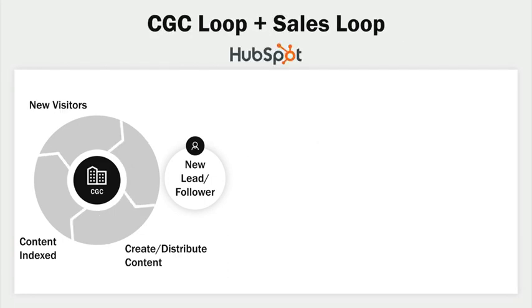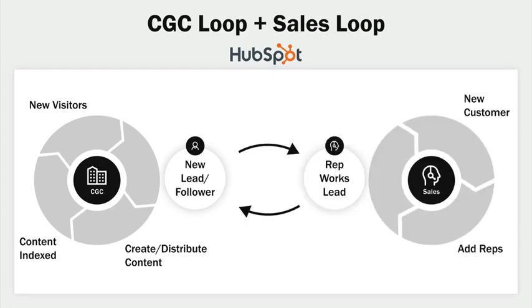The concept of an inbound sales loop. HubSpot uses a company-generated content loop to generate leads. They're acquiring more leads, generating content. That content is distributed to attract more visitors, which acquires more leads. And as those leads are acquired, they're transitioned over to a sales loop to turn those leads into customers. And so there's this balance point between the leads and the reps working those leads that affects the efficiency of both of these loops.